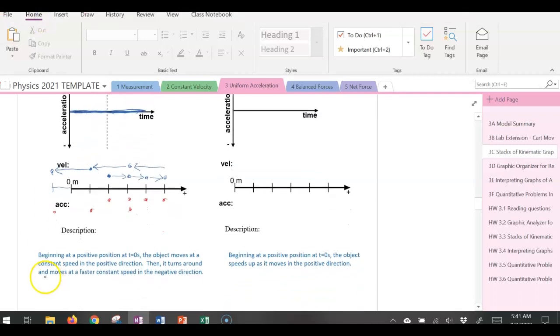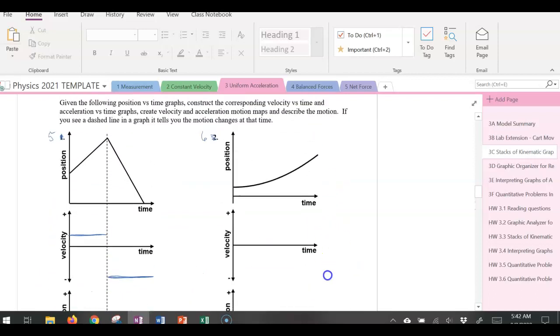The description here, and I typed this just to save time, I always want to say where it begins. So here it began at a positive position. It was not at 0, not at the origin. It began at a positive position at time 0. The object moves at a constant speed in the positive direction. Then it turns around and moves at a faster constant speed in the negative direction.